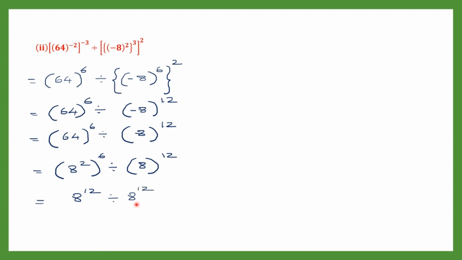So now can you see both the base has become the same. The base here is 8, there also it is 8. So when the base is the same and then you have division, you can subtract the powers. So this becomes 8 raised to the power of 12 minus 12, which is 8 raised to the power of 0. Anything raised to the power of 0 is 1. So our answer to this question is 1.